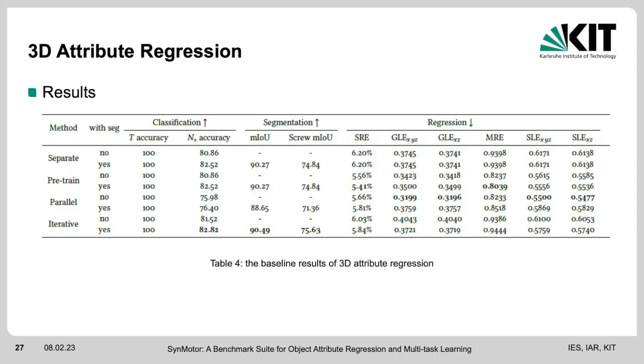The results are shown in Table 4. In most cases, performing attribute regression with semantic segmentation decreases the regression error. Regression can also help in determining the number of cover screws. Among them, the pre-train-based method significantly improves the regression results and the iterative training approach achieves the best results for segmentation. There are surely some other ways to get better results.